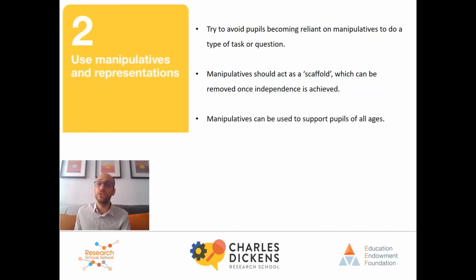Manipulatives can be used to support pupils of all ages. The decision to remove a manipulative should be made in response to the pupil's improved knowledge and understanding, not their age.